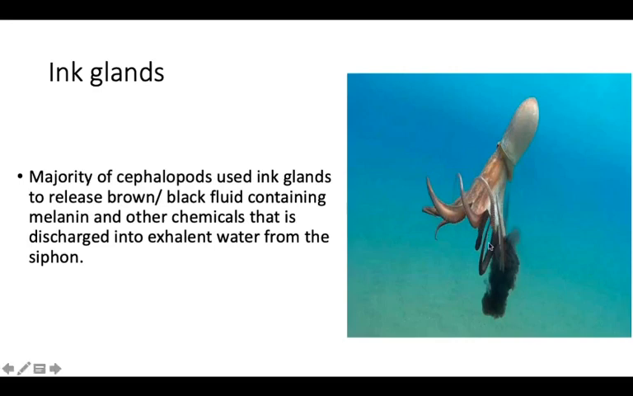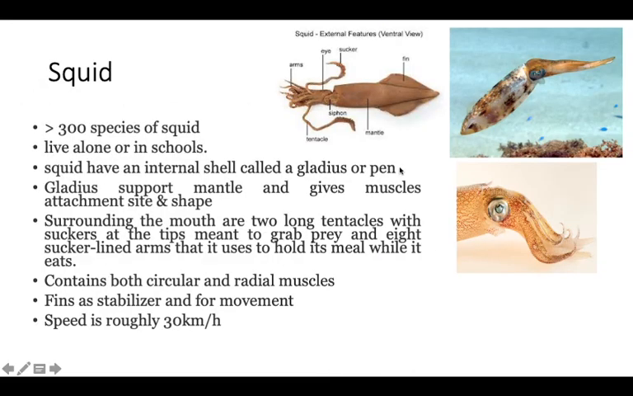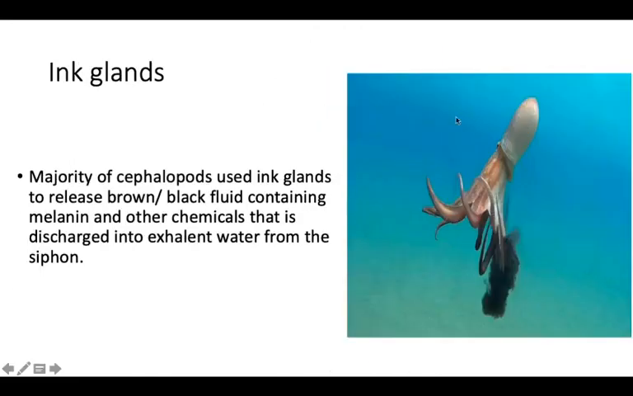This unique behavior of the ink gland is something octopus and squids use whenever they feel any kind of danger. They secrete that ink using this siphon, from this surface. So this is the region from where the ink gland is coming, and this phenomenon is noticed both in octopus as well as in squids.